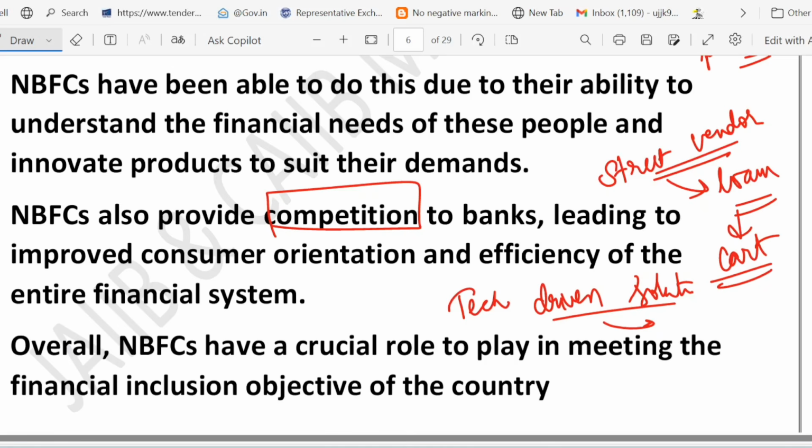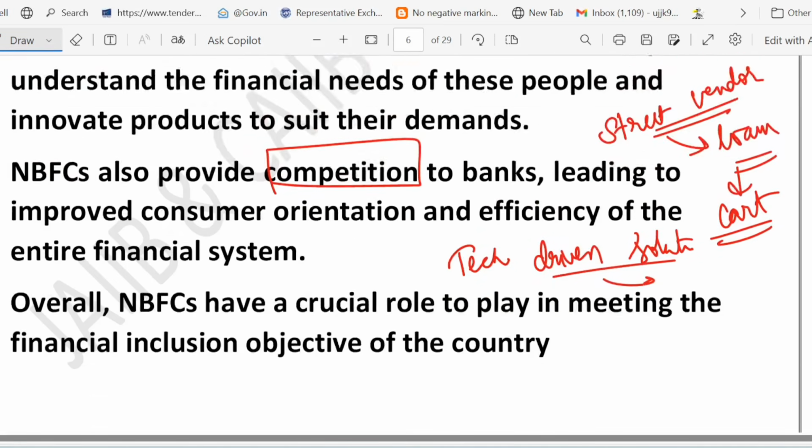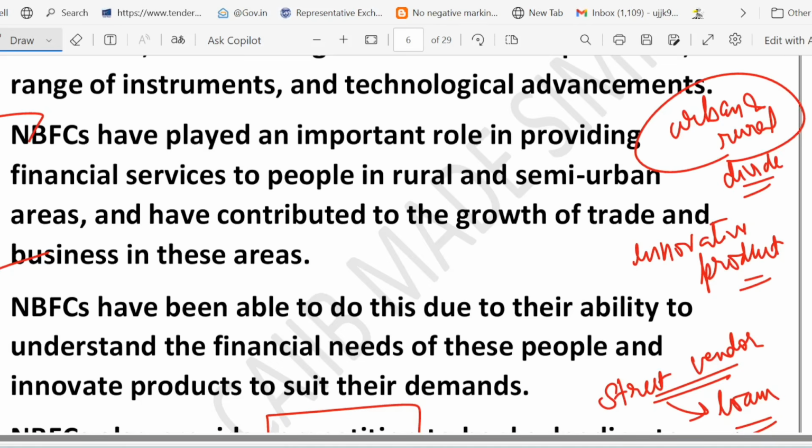So basically, why does this matter? Because no more loan sharks. Regulated NBFCs mean safe borrowing. Second, it supports the grassroots economy. Yes, what we are talking about is the grassroots economy. It helps small businesses grow, and it bridges the urban rural divide. Yes, there was a gap between urban and rural. This gap was bridged, right? It bridged the gap.